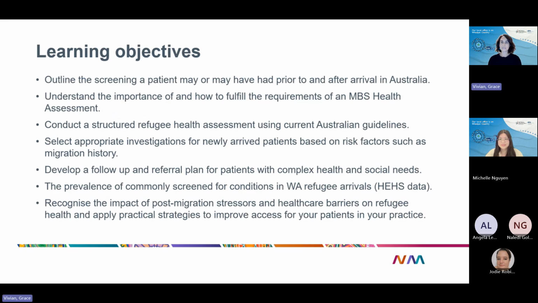Now, these are the learning objectives that I've prepared for today. We're going to have a look at screening that patients may or may not have had prior to coming to Australia and after arrival. We'll talk about a Medicare benefit schedule health assessment. We'll look at the guidelines that we can use to do this health assessment, chat about investigations, how to make a plan, who to refer to, and if we have time, we'll have a look at some of the common conditions that we see coming through our service and think about ways that practices can improve access and overcome obstacles to healthcare.